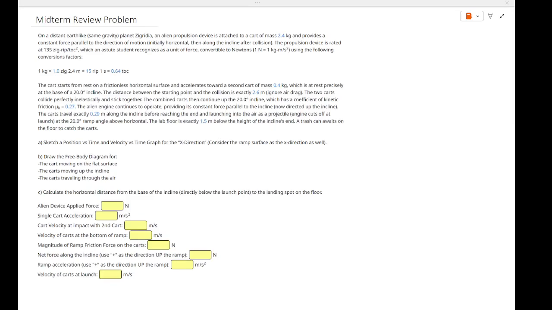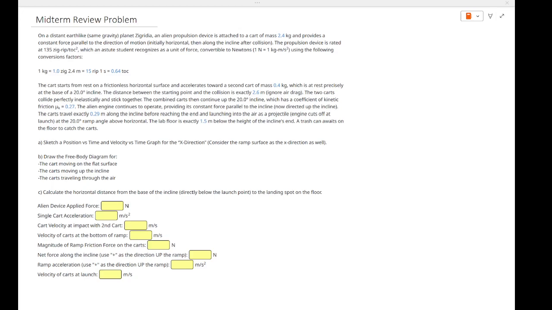In this midterm review problem, we're off to the planet Zigridia, where we encounter a cart that accelerates along a surface, collides with another cart, continues up an incline, then launches as a projectile off a table and into a trash can. Really fun physics problem here that will tie together all the things we learned in this semester: some conversions, some dynamics, some kinematics. We have momentum and impulse. We got it all here.